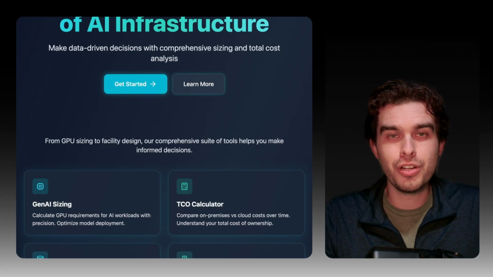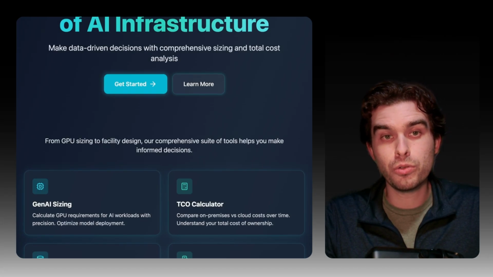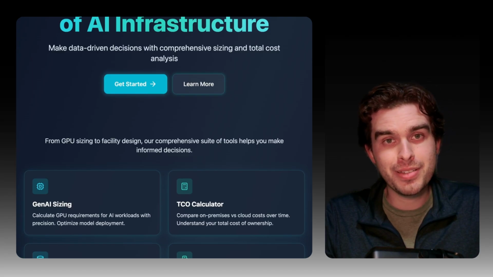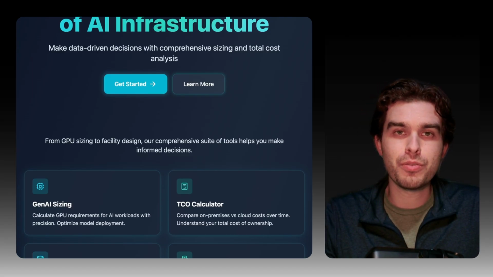My name is John Cuneo. I'm an AI solutions engineer or global AI evangelist at a large technology company by day. And in my spare time, I make things like the AI infrastructure planner.